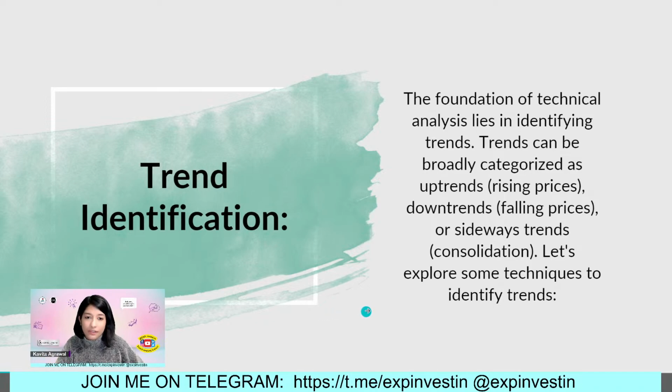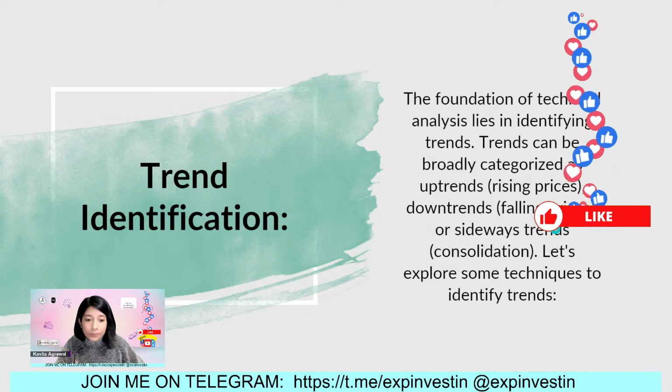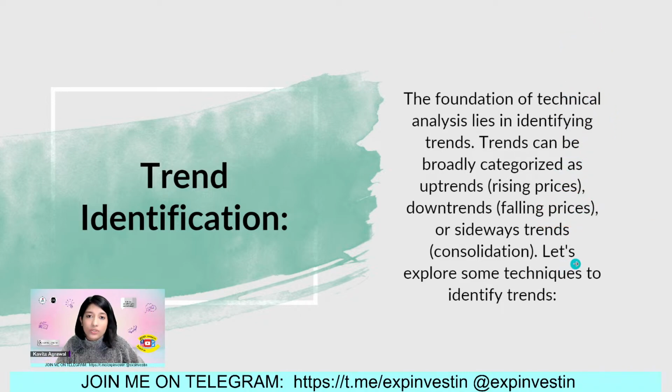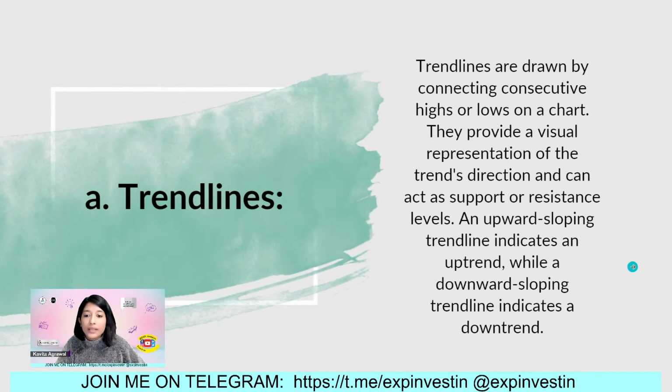Now, trend identification. The whole foundation of the principles, the whole foundation of the field of technical analysis lies in identifying trends. Trends can broadly be put into three categories. One is the uptrends, that is when the prices are rising. Then there are the downtrends, that is the falling prices. And of course, the sideways trends, which is consolidation. Now, let's explore some techniques of identifying trends, right?